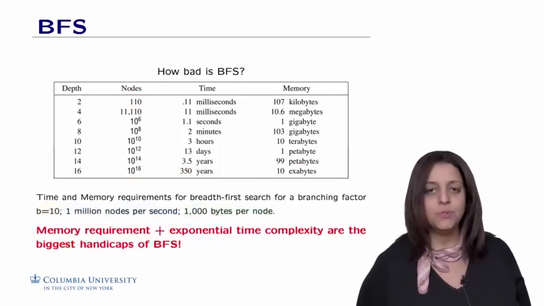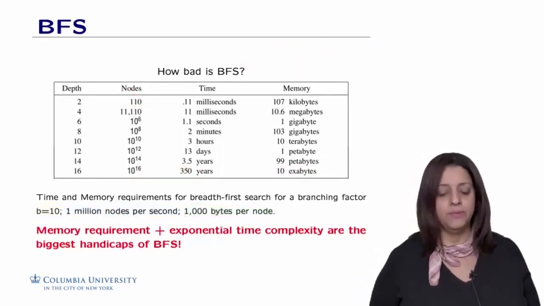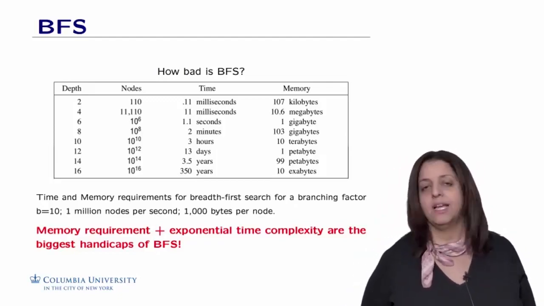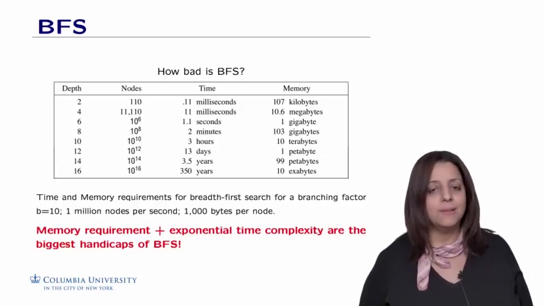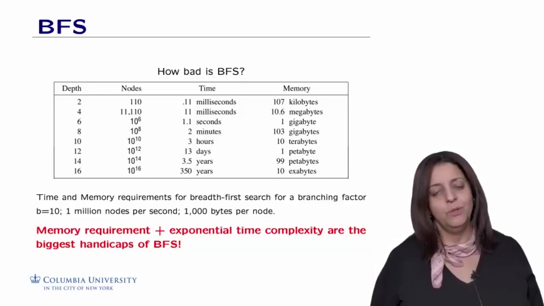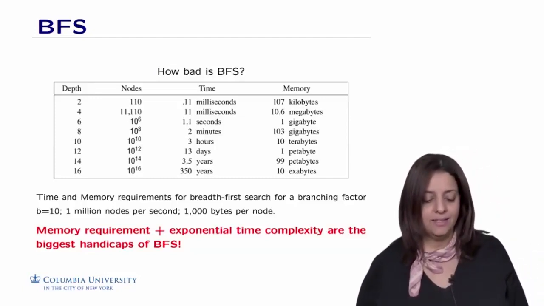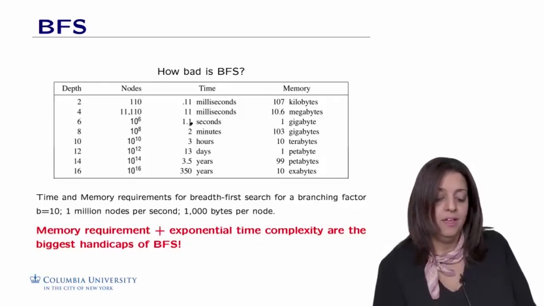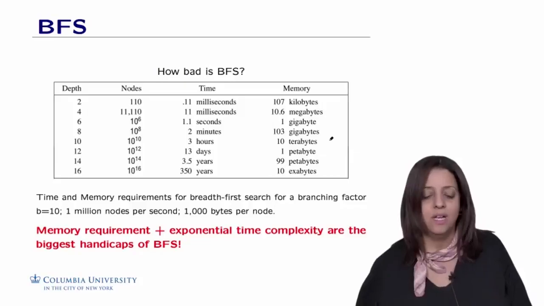That's actually bad news, which makes the memory requirement and exponential time complexity the main and biggest handicap of BFS. But as I said, in some applications, the answer is not at depth 16, it's shallower, which means we are going to get the answer more easily. So if it's at the 6th depth, you're going to spend just 1.1 seconds and use 1 gigabyte, which sounds reasonable.